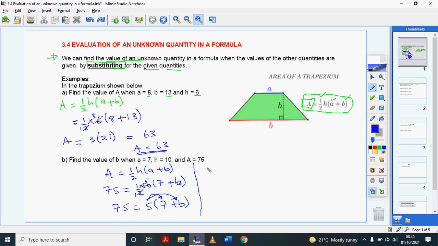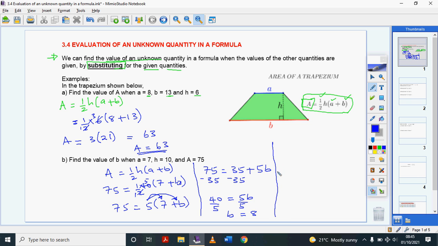So if I distribute the 5, I'll have 75 is equal to 35 plus 5b, and then I'll subtract 35 from both sides. When I subtract 35 from both sides, I get 40 is equal to 5b, because I'll have taken away the 35. Then I'll divide by 5 and divide by 5, and end up with b is equal to 8, right? B is equal to 8.